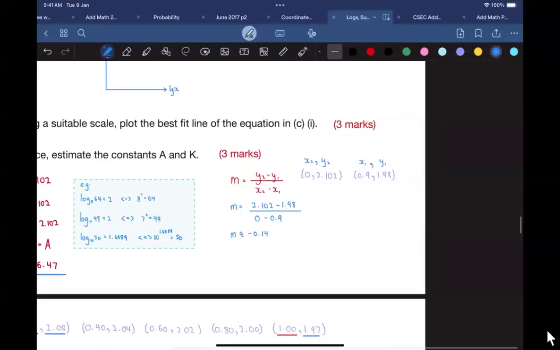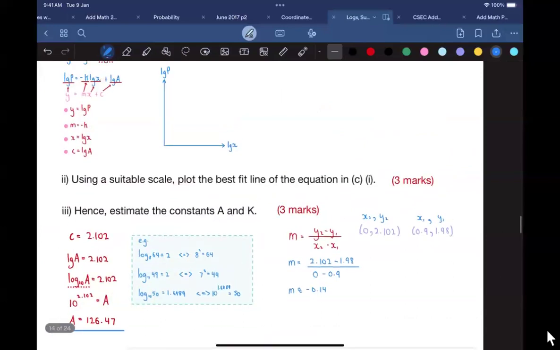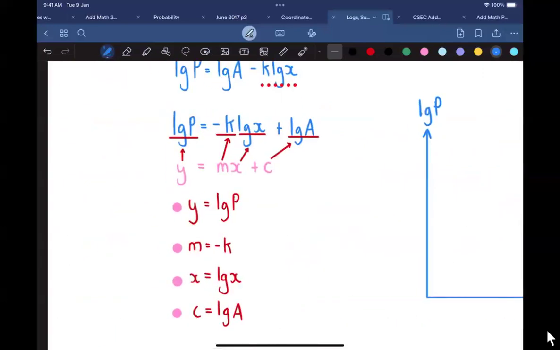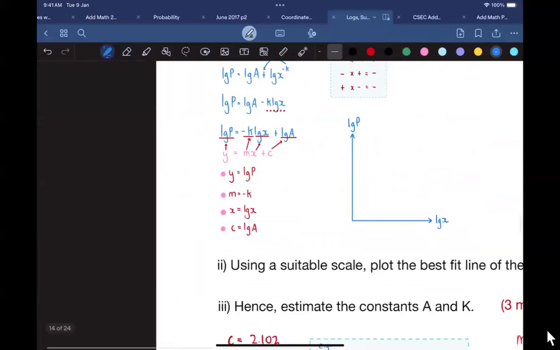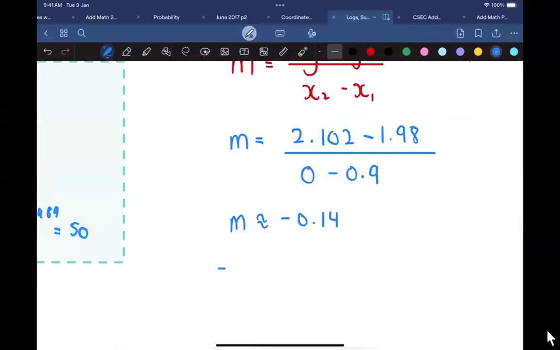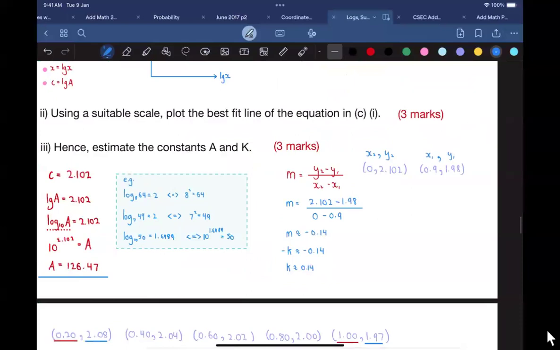Right, and here, Aliyah, according to our equation, what was M equal to? M was equal to minus K. Right, so look how I'm going to do it. I'm going to say minus K approximately equals minus 0.14. This is a fancy symbol, but it does mean approximately. Anytime you round off, you put that symbol in. So if minus K is minus 0.14, we think K will be equal to 0.14. And those are your two answers for this question.